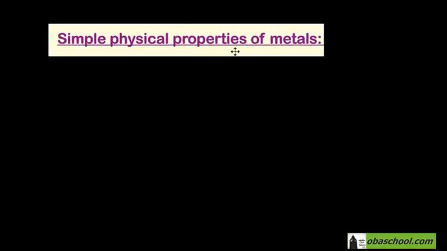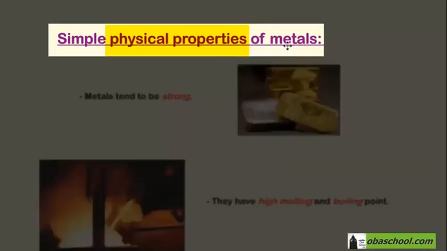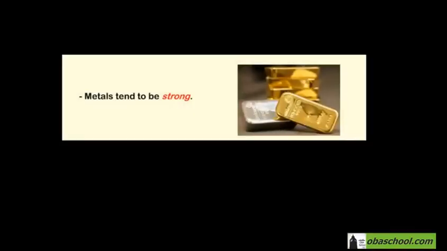Simple physical properties of metals. We are going to explore the physical properties of metals. You can see in this first figure two metals, gold and silver. Metals tend to be strong, and this is the first property.